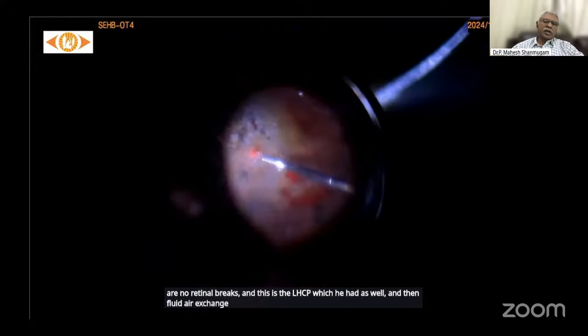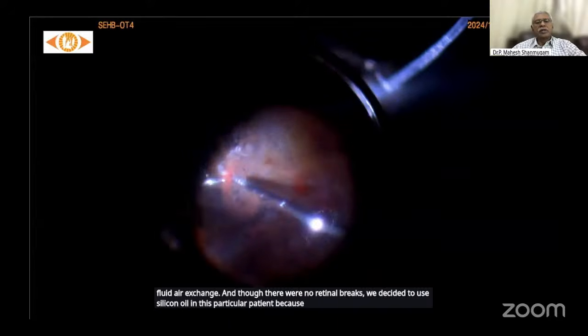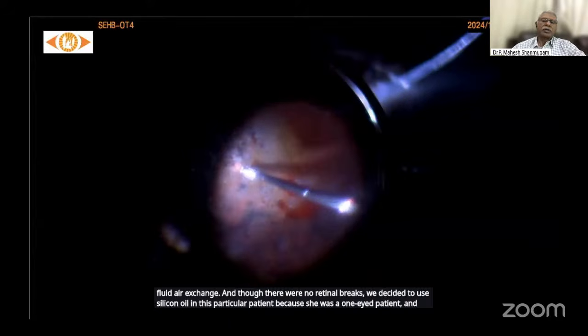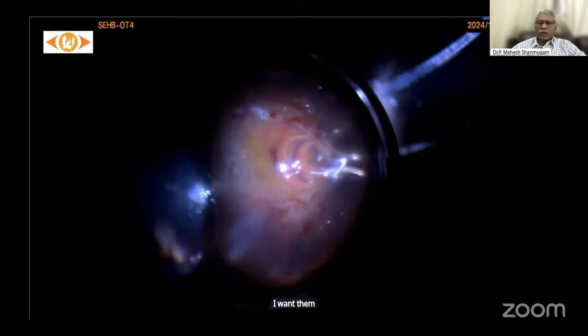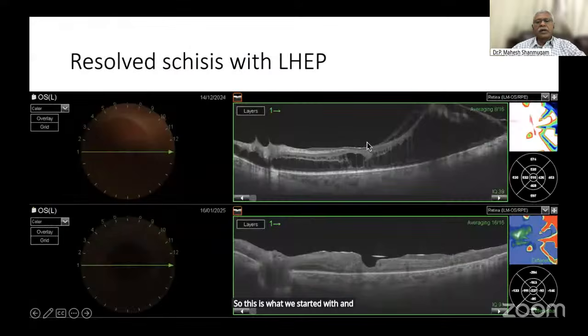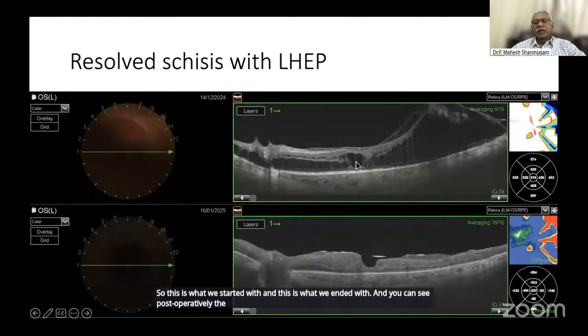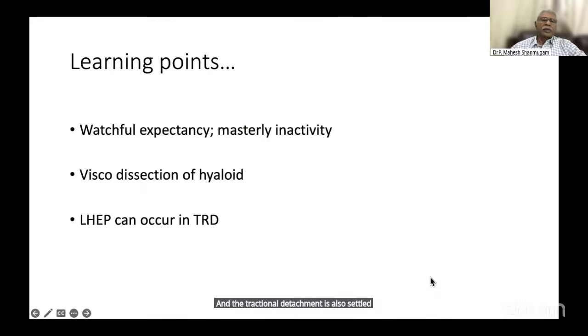And though there are no retinal breaks, we decided to use silicone oil in this particular patient because he was a one-eyed patient, and usually they do have some amount of bleeding in the postoperative period. I want him ambulant. That's the reason we have used silicone oil. So this is what we started with, and this is what we ended with. And you can see post-operatively, the schitic macula and schitic retina has settled down, and the tractional detachments also settled down, and his vision improved.